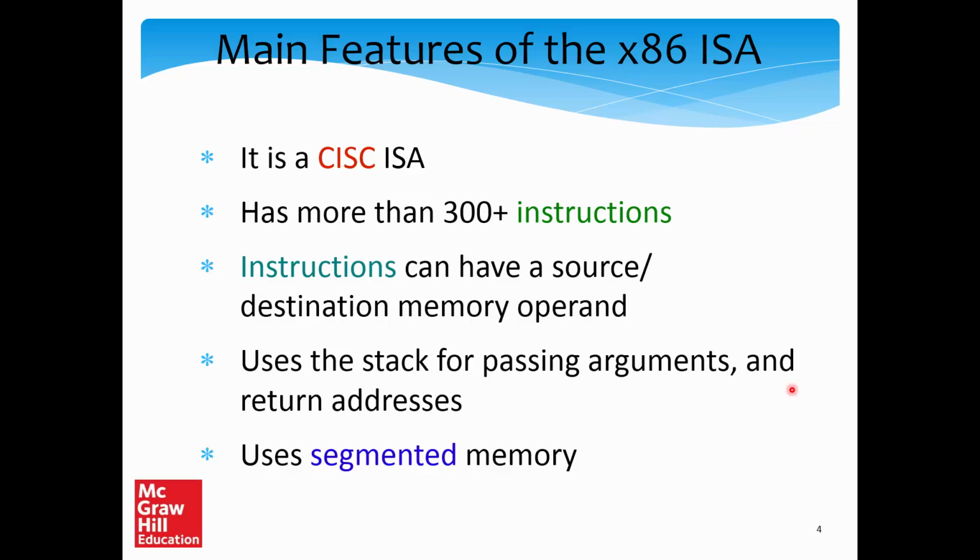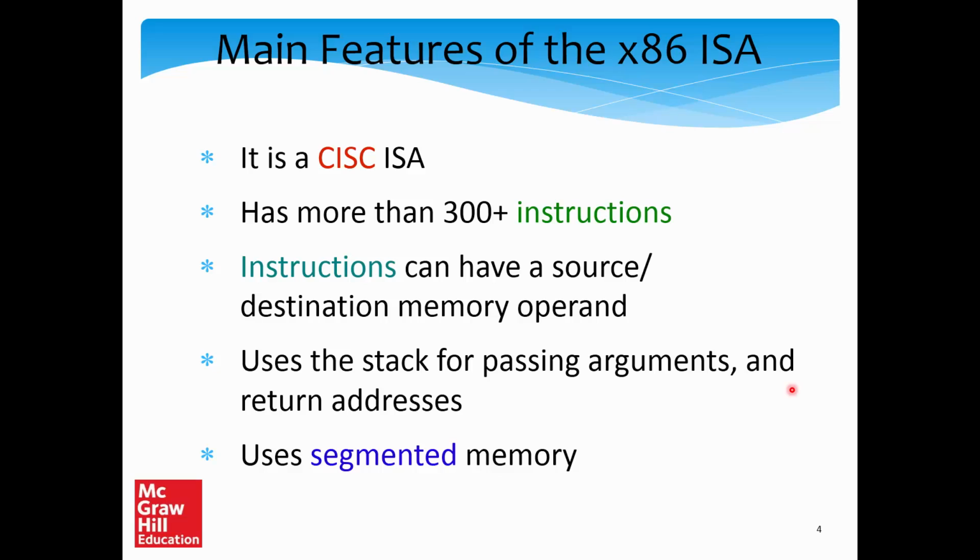So x86 is a CISC ISA, unlike ARM and Simple RISC. It has 300 plus instructions, and that is the basic ISA, at least the one that we are concerned with. But if you consider all extensions and so on, then as of 2016, the number of instructions is roughly 1,000. Instructions can have a source or a destination memory operand. So it's a CISC instruction set. The operands themselves can be far more complicated, and the number of registers is actually few.